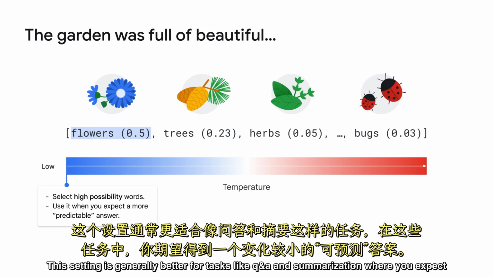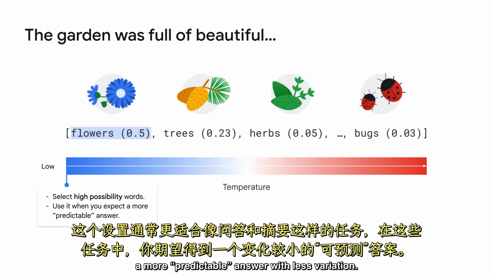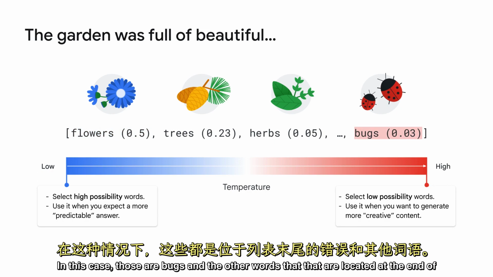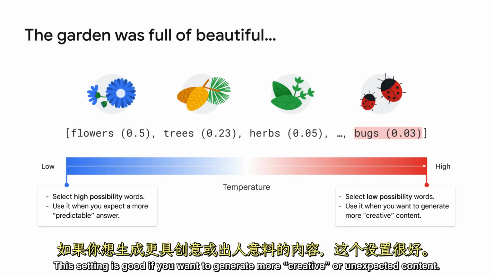This setting is generally better for tasks like Q&A and summarization, where you expect a more predictable answer with less variation. High temperature means to select the words that have low possibility and are more unusual. In this case, those are bugs and the other words that are located at the end of the list. This setting is good if you want to generate more creative or unexpected content.